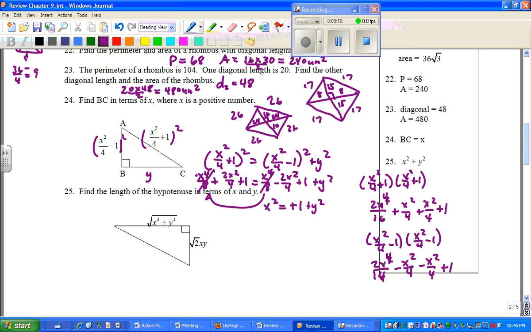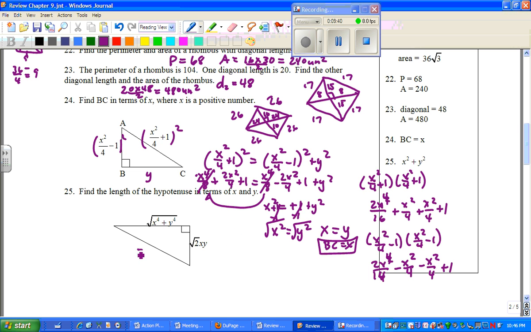I'm looking for the y squared, so there's a plus 1 over here, minus the 1 over. So I get x squared is equal to y squared. Take the square root, and so then the missing piece, BC, ends up equaling x for my answer.